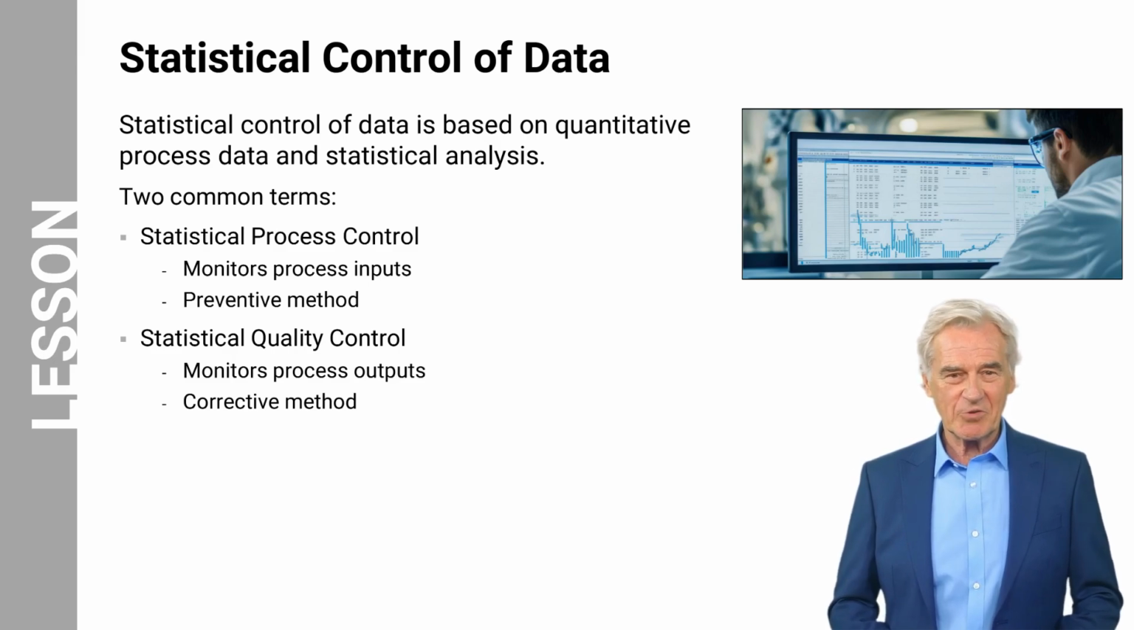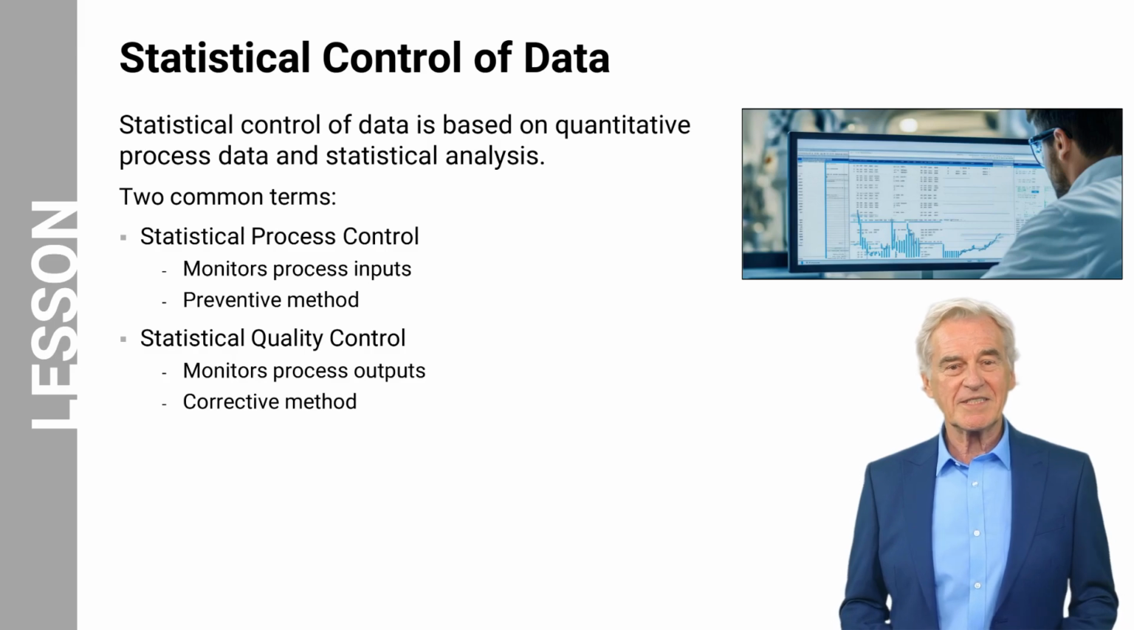Statistical process control is the use of statistical data and quality control tools to monitor process inputs. This method can be viewed as a preventative approach, as processes are monitored to identify potentially defect-producing conditions before they occur. Statistical quality control is the use of statistical data and quality control tools to monitor process outputs. Because this method does not react until a defective product has been produced, it can be seen as a corrective method.